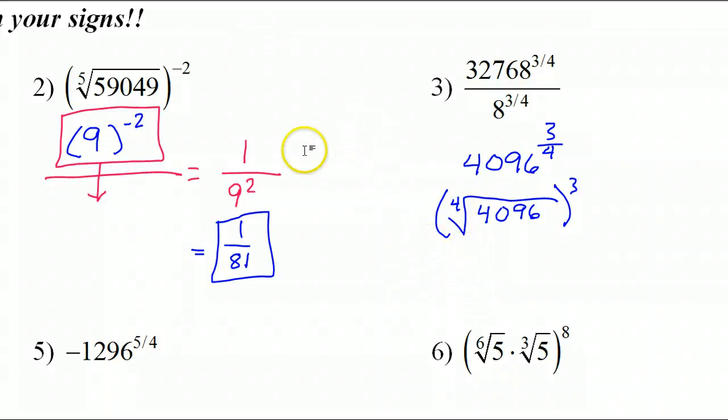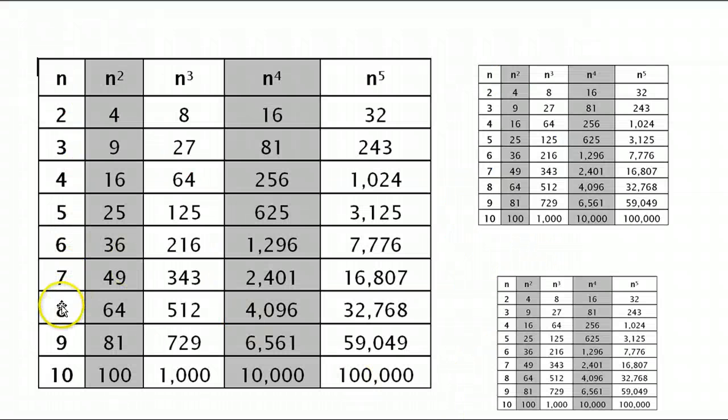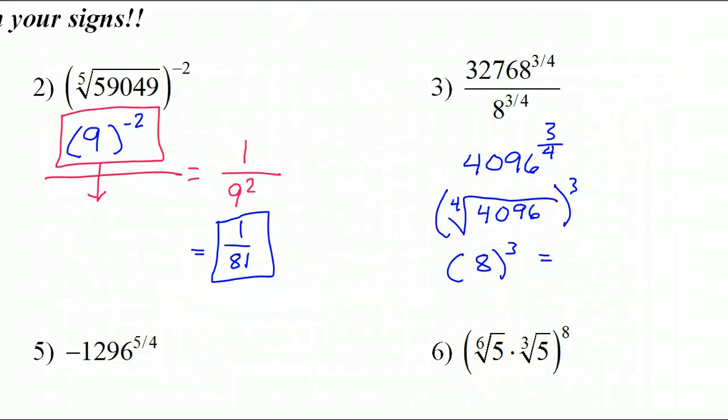So everything in here just becomes 8. So I just have 8 to the third power, which I believe is 512. Yes, 8 to the third power is 512. And that is your final answer for number 3.